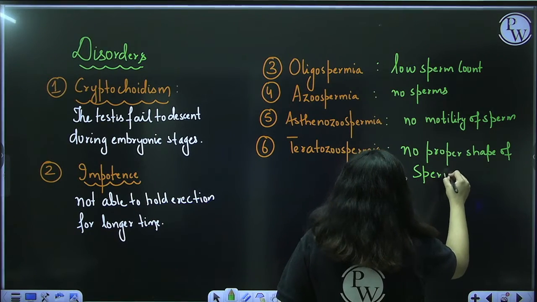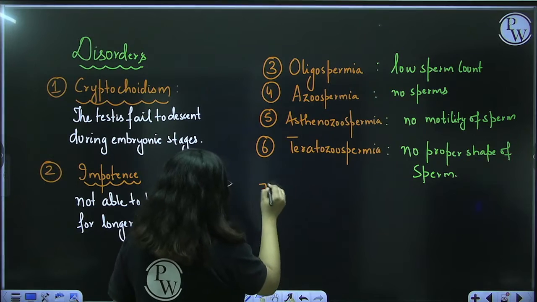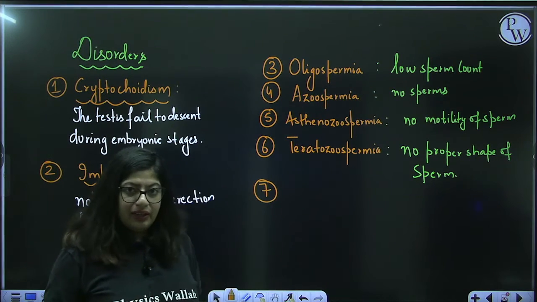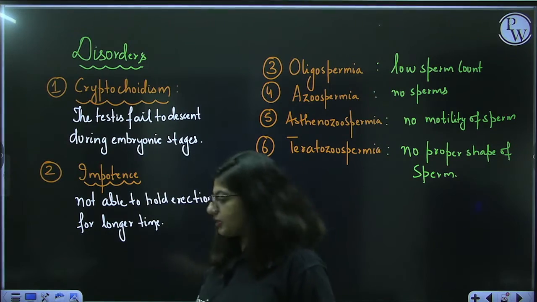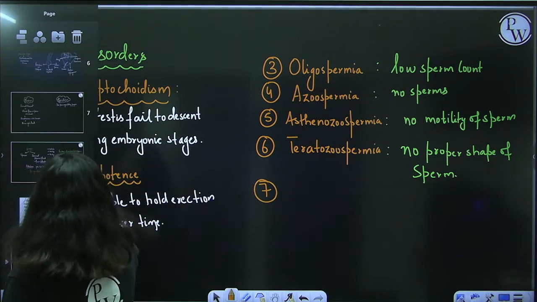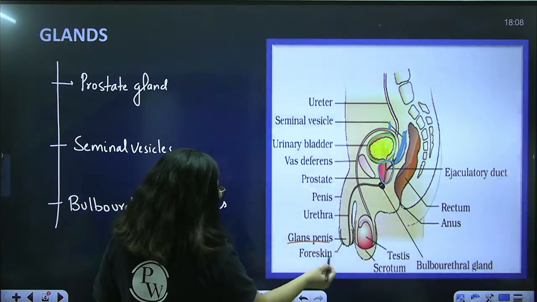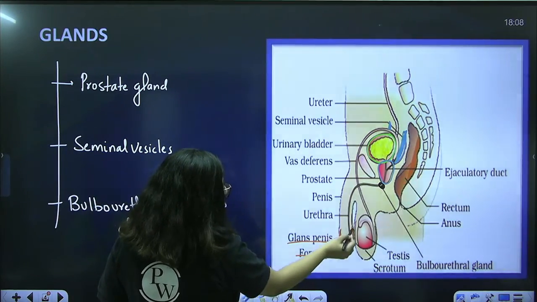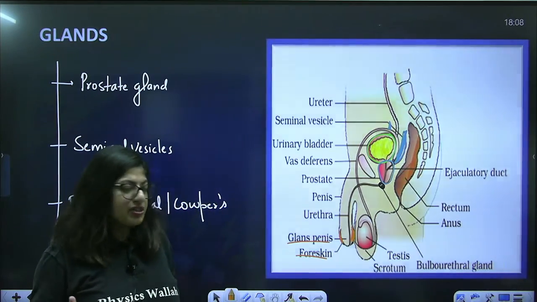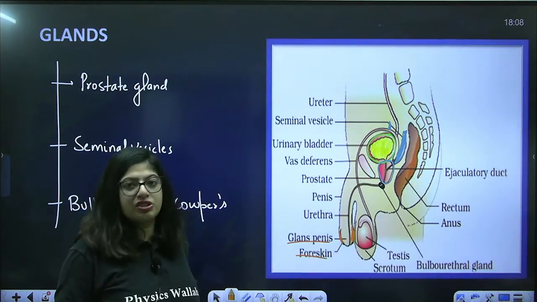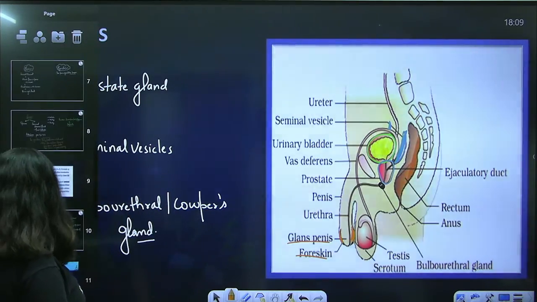Okay. Now sometimes some males get the surgical removal of the prepuce. Do you understand what the prepuce is? You have seen this, na? This is the glans penis, this is the foreskin. So this foreskin, in some religions or due to some infections, is removed by a doctor surgically. That particular procedure is known as circumcision.